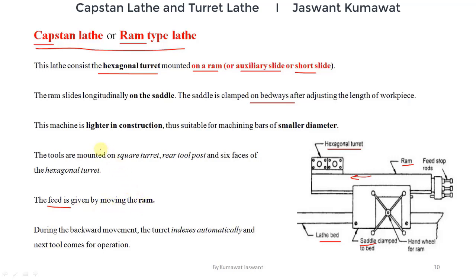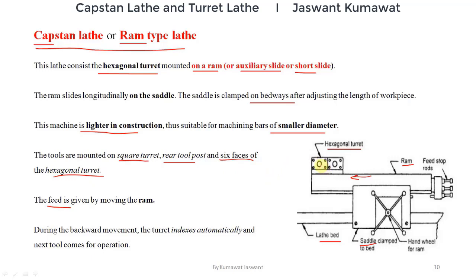Because of this ram, the machine is of lighter construction and therefore it is suitable for machining the bars of smaller diameter. In capstan lathe, there is square turret, rear tool post. These both are mounted on cross slide which is on carriage, that is in between headstock and hexagonal turret. And the tools are also mounted on the 6 faces of the hexagonal turret.